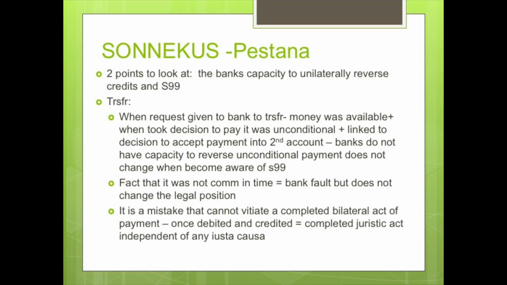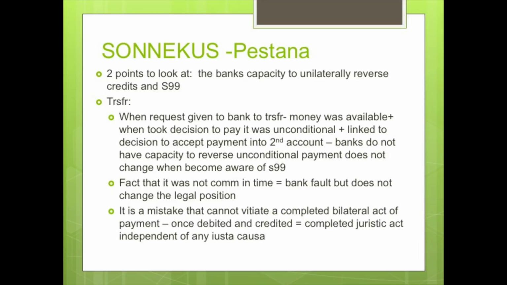In his criticism of the Pestana decisions, Professor Sonekas tells us that there are 2 points that you need to consider. The first is the bank's capacity to unilaterally reverse credits, and secondly, the effect of the Section 99 order from SARS. According to him, the Section 99 order from SARS only relates to assets held by the bank. In other words, if the bank doesn't hold any assets, the bank does not have a duty to look for and collect assets on behalf of SARS.